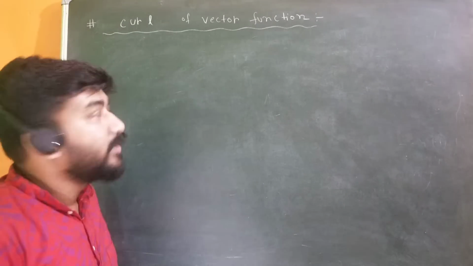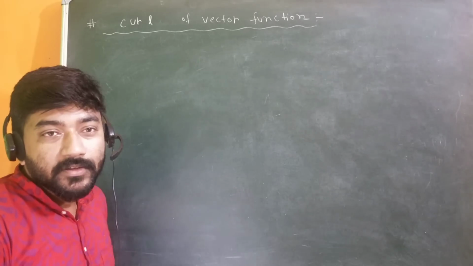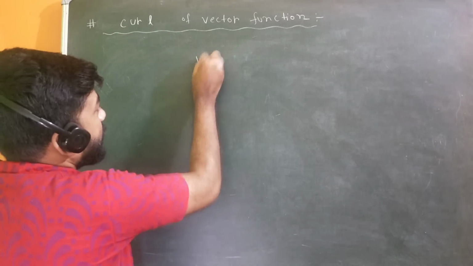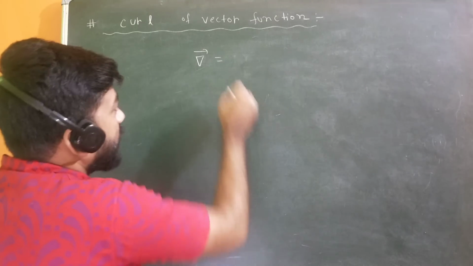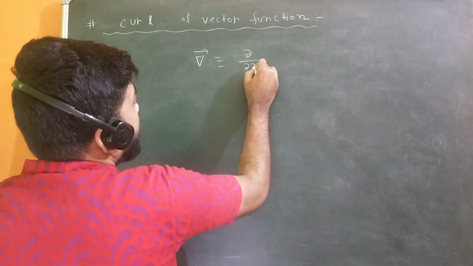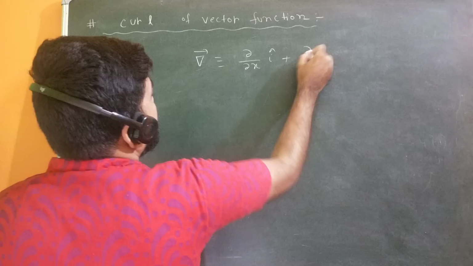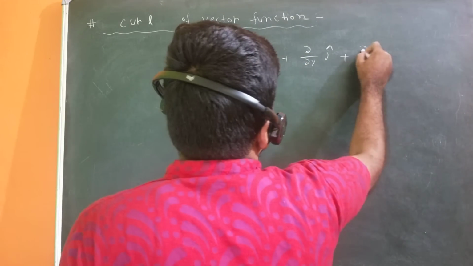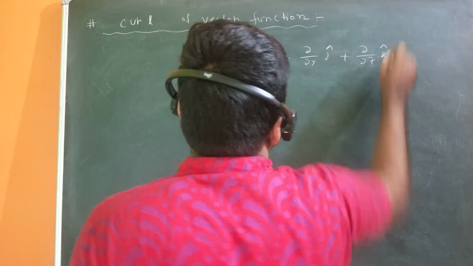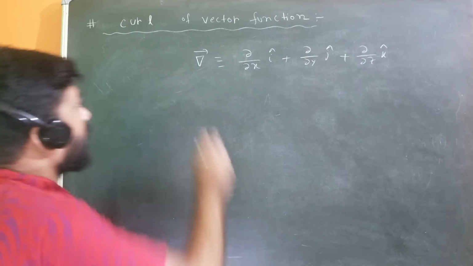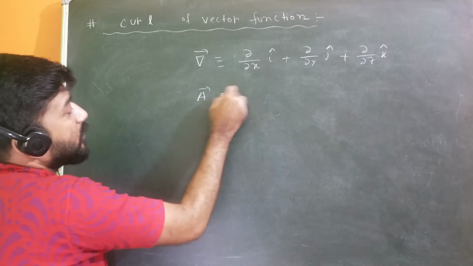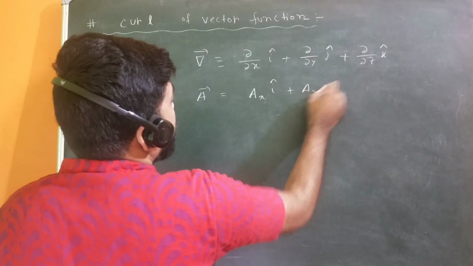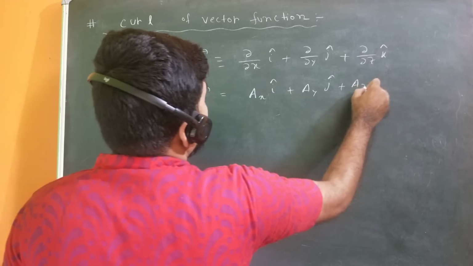So dear students, now let me discuss the curl of a vector function. We have two operations on a vector function, and when we talk about the vector operator, the del operator, we have del as ∂/∂x i cap plus ∂/∂y j cap plus ∂/∂z k cap, and we have a vector function A, which can be written in component form as Ax i cap plus Ay j cap plus Az k cap.